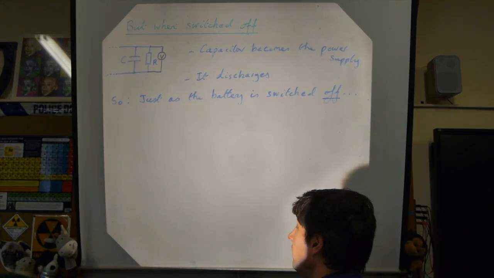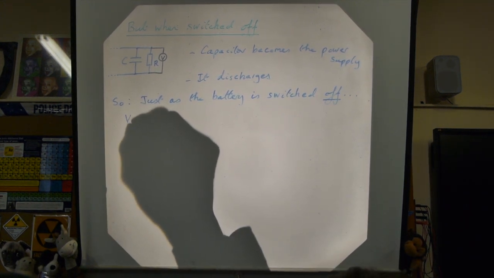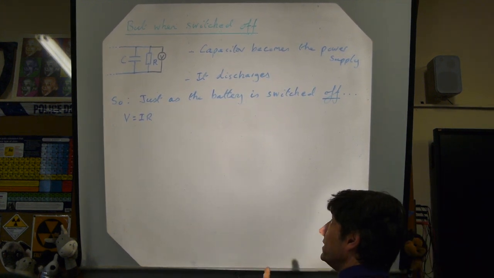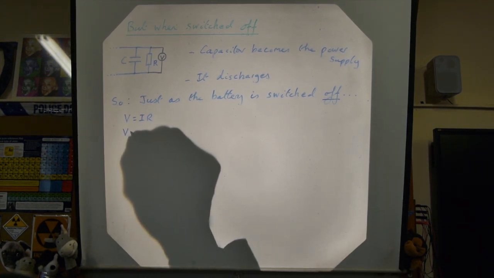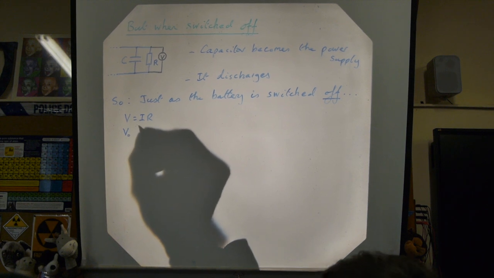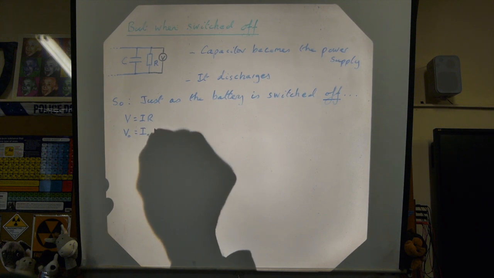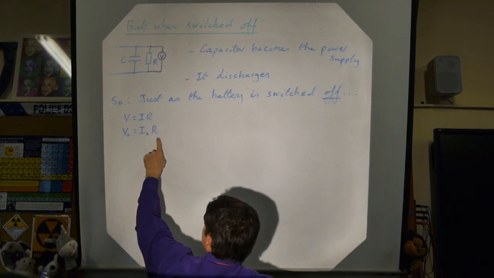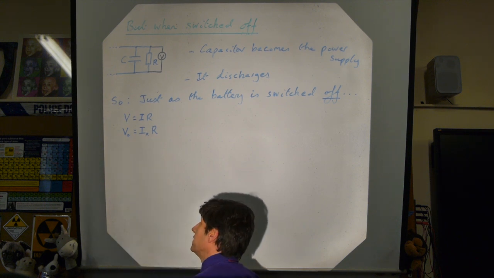Okay, well, we know that V equals IR. And right at the very start, the V on the capacitor was the battery's voltage. So that will be equal to I in the resistor times the resistance of the resistor, if that makes sense. So this gives us the voltage across the capacitor and the current through the resistor.